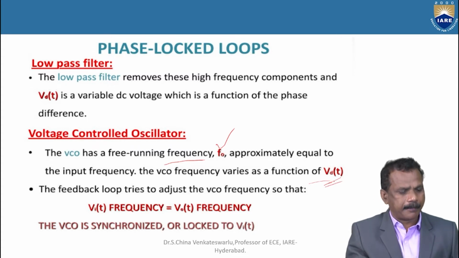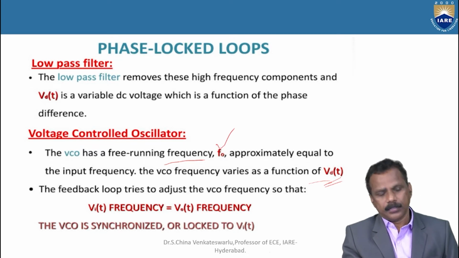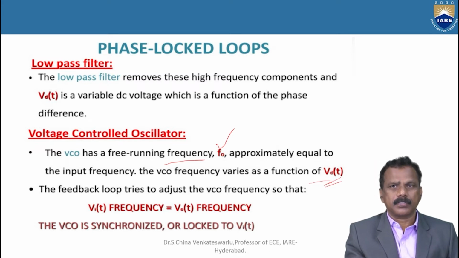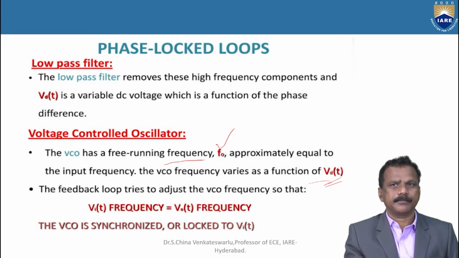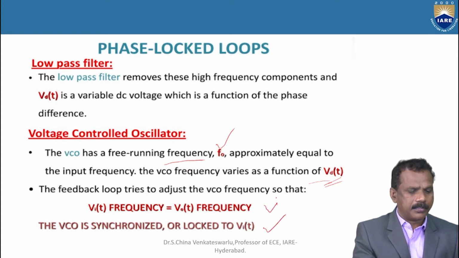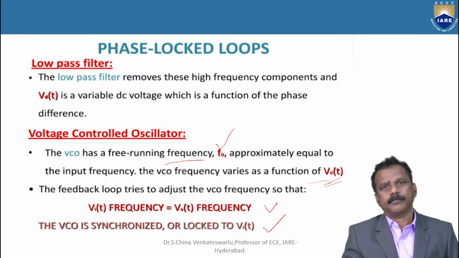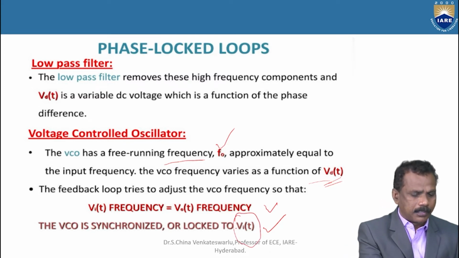The feedback loop tries to adjust the VCO frequency so that the V1 of t frequency is equal to the V0 of t frequency. So the VCO, voltage controlled oscillator, is synchronized or locked to V1 of t. That means here V1 of t is equal to V2 of t. The voltage controlled oscillator is synchronized or locked to V1 of t.